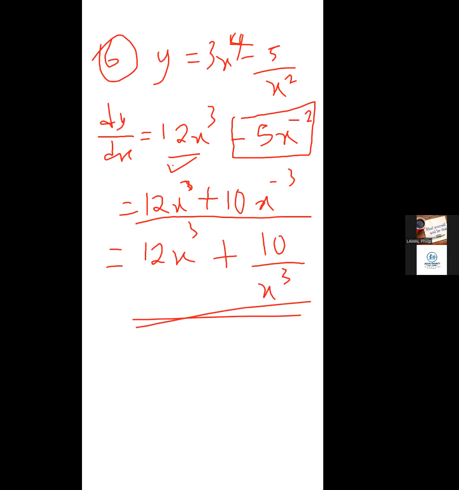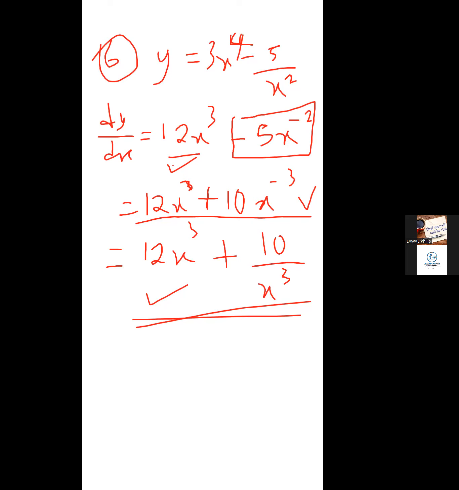Anyhow, the reason why I'm giving you all these variants is that JAMB can be funny. You may be looking for the first answer and you will not see anything raised to power 3. What you will see is the second answer. The two of them are the same, because x raised to power minus 3 is the same thing as 1 over x raised to power 3, which you are multiplying by 10.